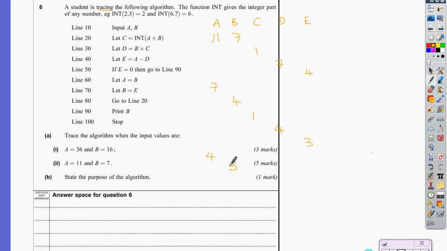Let C equal 4 divided by 3, which is 1.333, so that still says 1. Let D equal B times C, which is 3. Let E equal 4 take away 3, which is 1. Still not equal to 0, we have to go again. Okay? A is equal to B, which is 3. B is equal to E, which is 1.